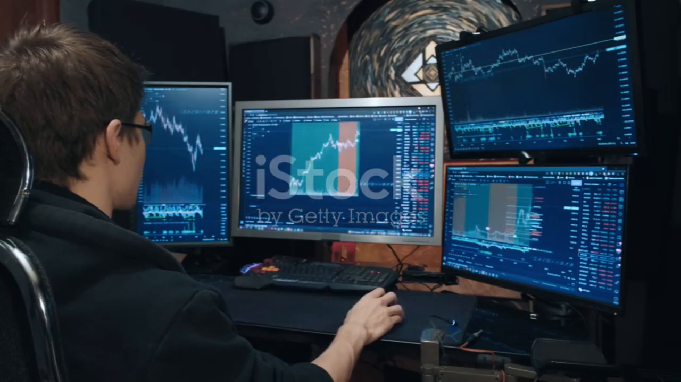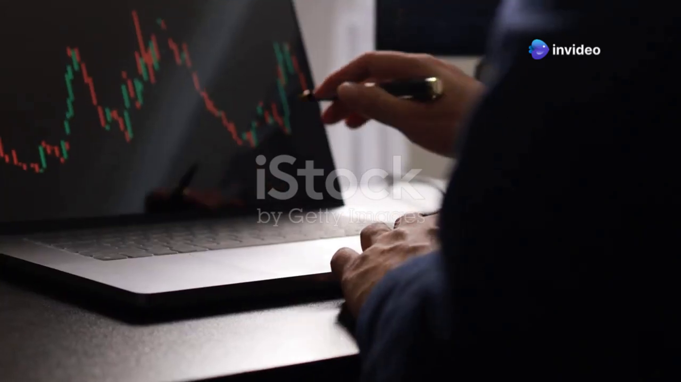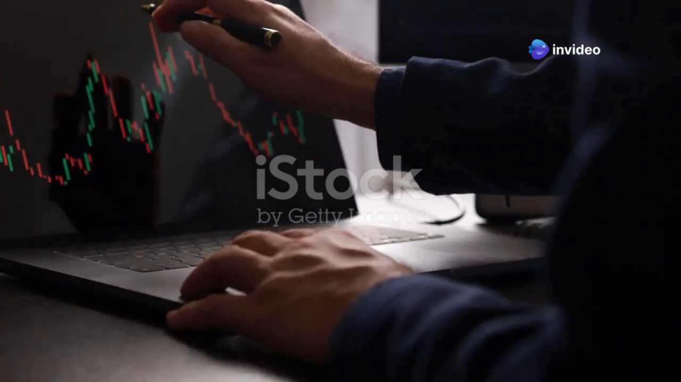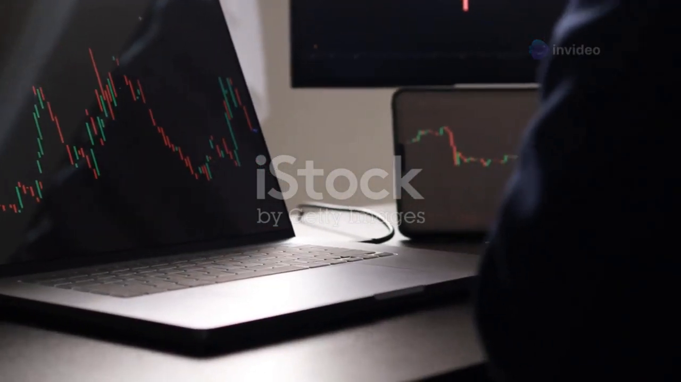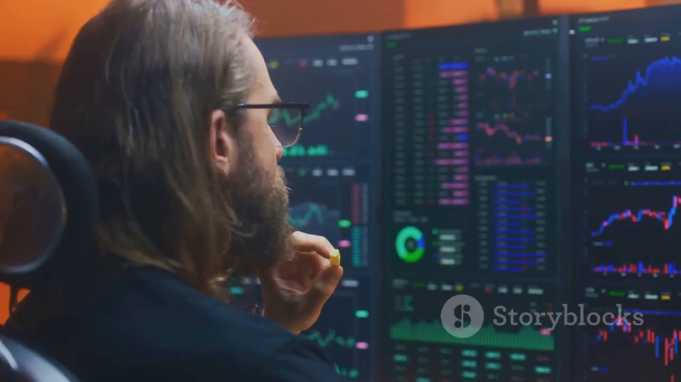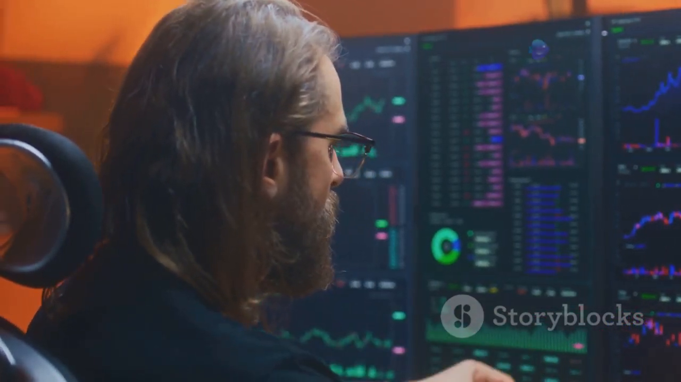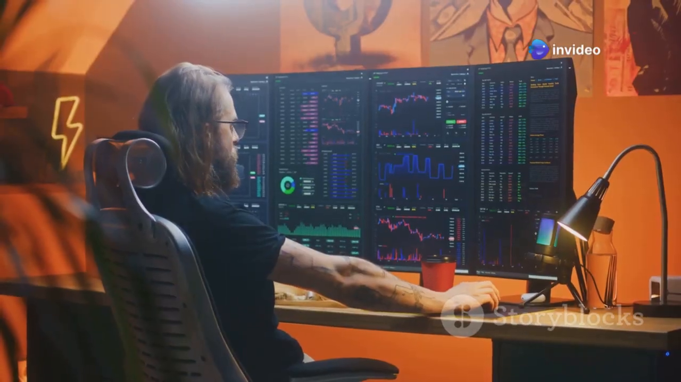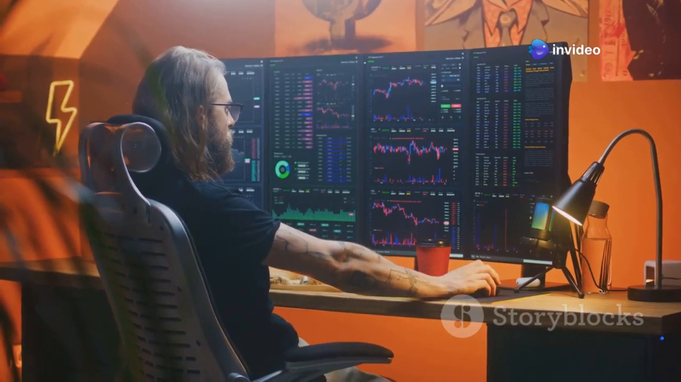Technical analysis is like reading the tea leaves of the stock market, but instead of tea leaves, we use charts and indicators. It's all about studying historical price and volume data to identify patterns and trends that can help us predict future price movements. Think of it this way. Every time someone buys or sells a stock, it leaves a footprint on the chart. By analyzing these footprints, we can get a sense of where the stock might be headed next.